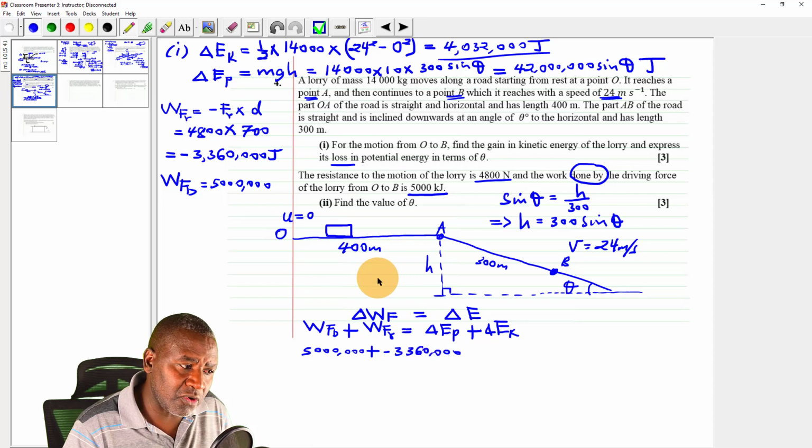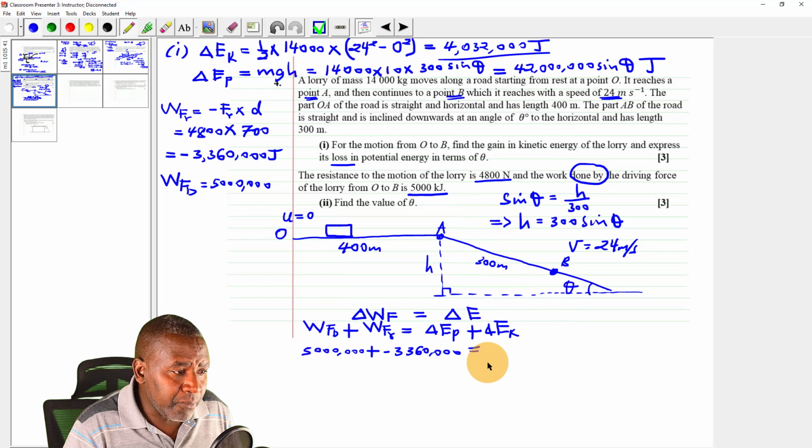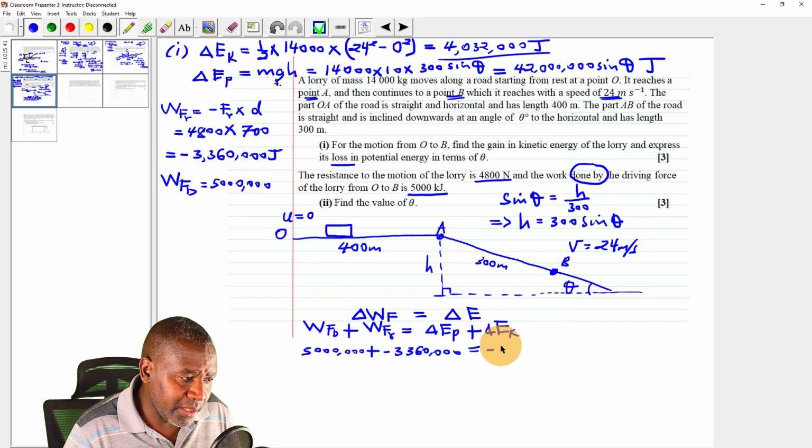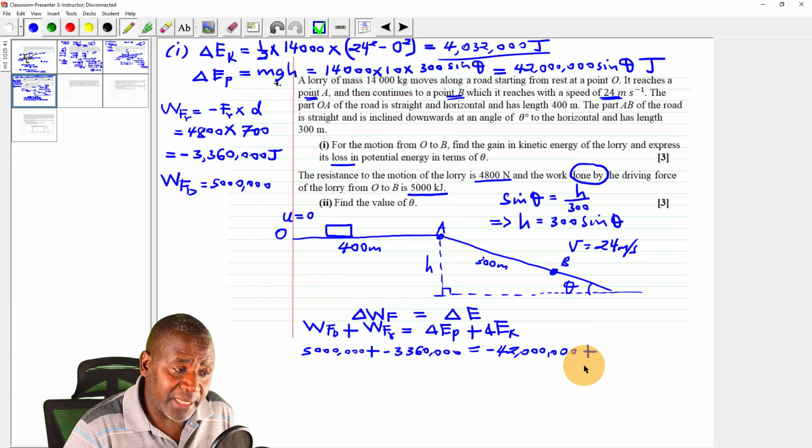Get used to calling this quantity here work done by resistance force. Gain in potential energy, I'm going to put a negative sign here because I'm calling it a gain, although I know it's actually a loss. But according to the principle, I want it to remain a gain.